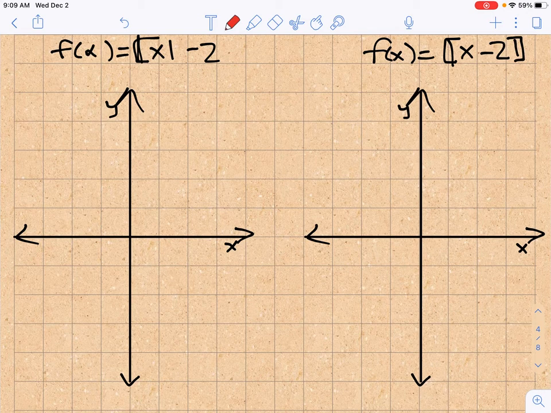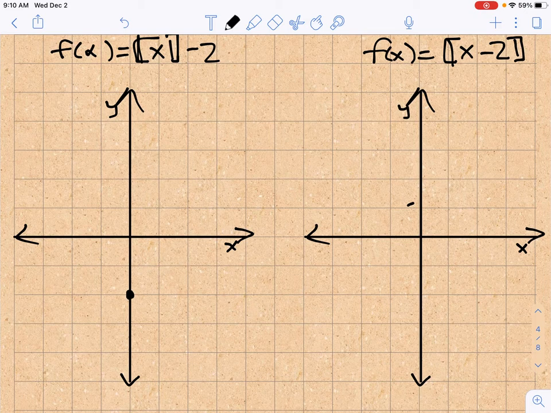So if I got this one right here, I've got f of x is equal to the greatest integer of x and then minus 2. So basically you think about what we had and then I'm going to subtract 2 from it. So if I put 0 in, it's going to put me at 0, but if I subtract 2, that puts me down here. So 0 for x puts me there.